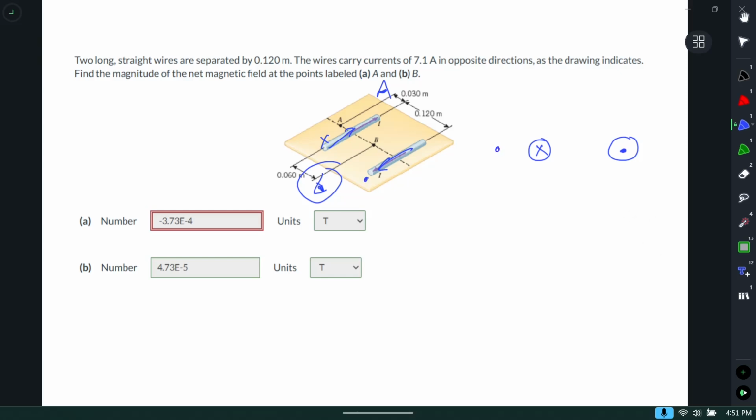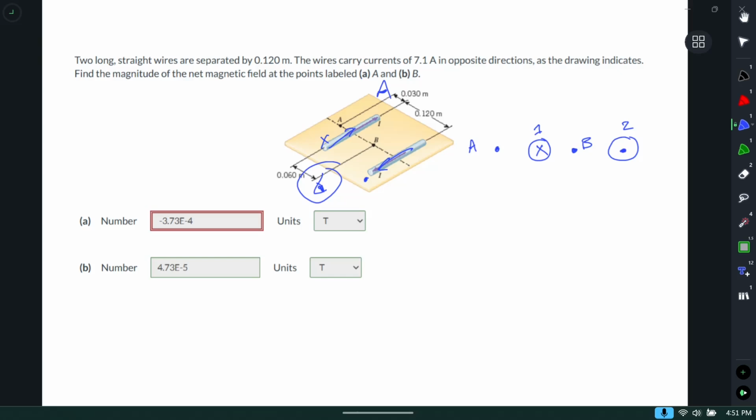And then A would be over here, and B would be here. I'm going to call this wire 1 and this wire 2, so I can distinguish between the fields. It asks for the magnitude of the net magnetic field. In order to be able to answer that, I have to know which way each field is pointing.